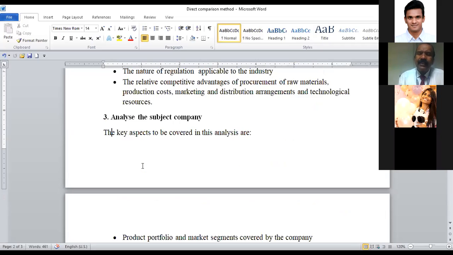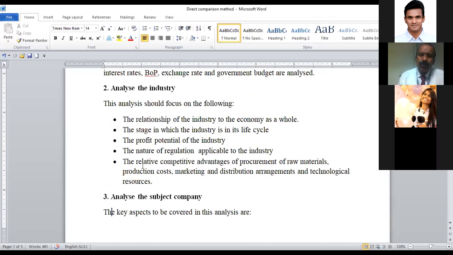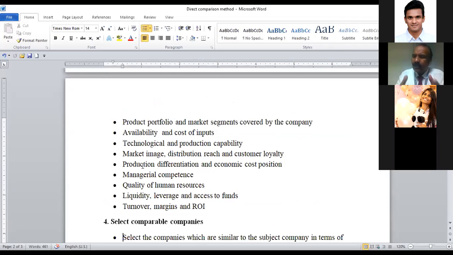Then we need to analyze the subject company. After analyzing the industry, we need to analyze the subject company, the company which is going to be valued. So that needs to be analyzed.